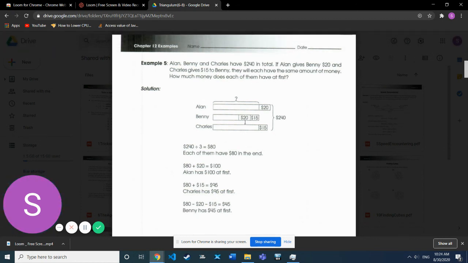So that means that Benny has $45 at first, and Alan has $20 extra that he gave to Benny, and Charles has $15 extra that he gave to Benny. So that's 20 plus 15 equals 35. And you can really see how well it's represented by these models.